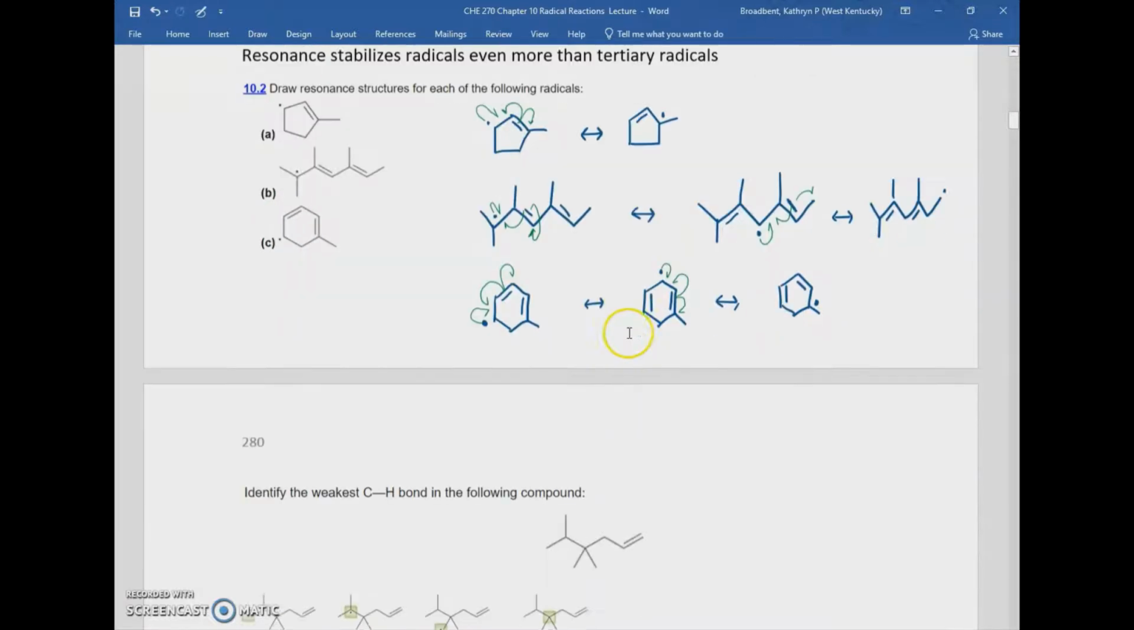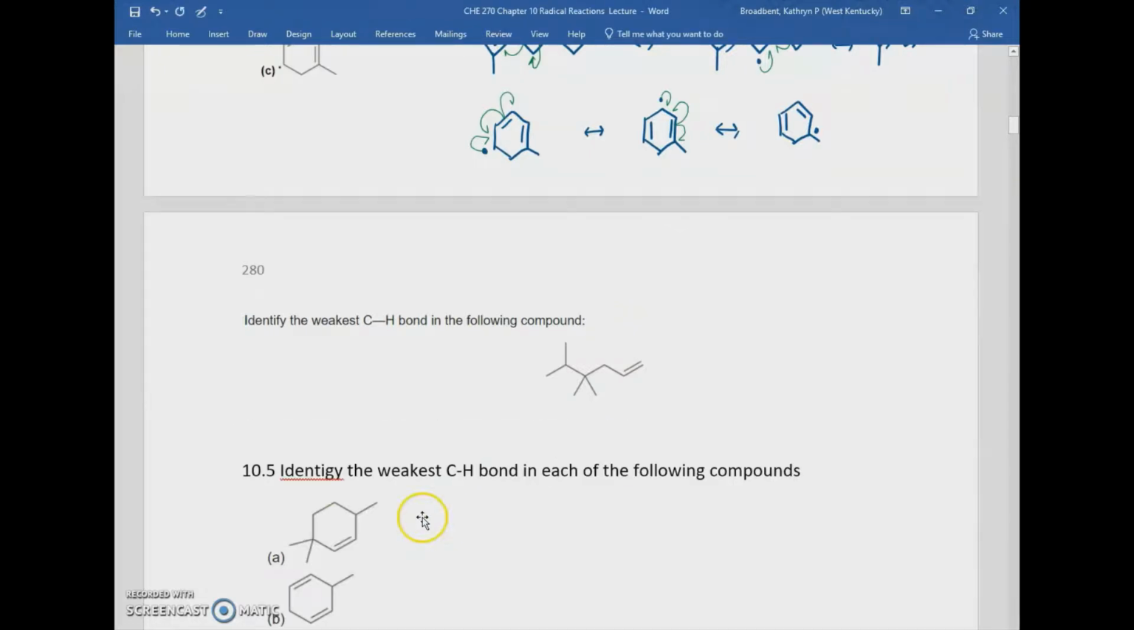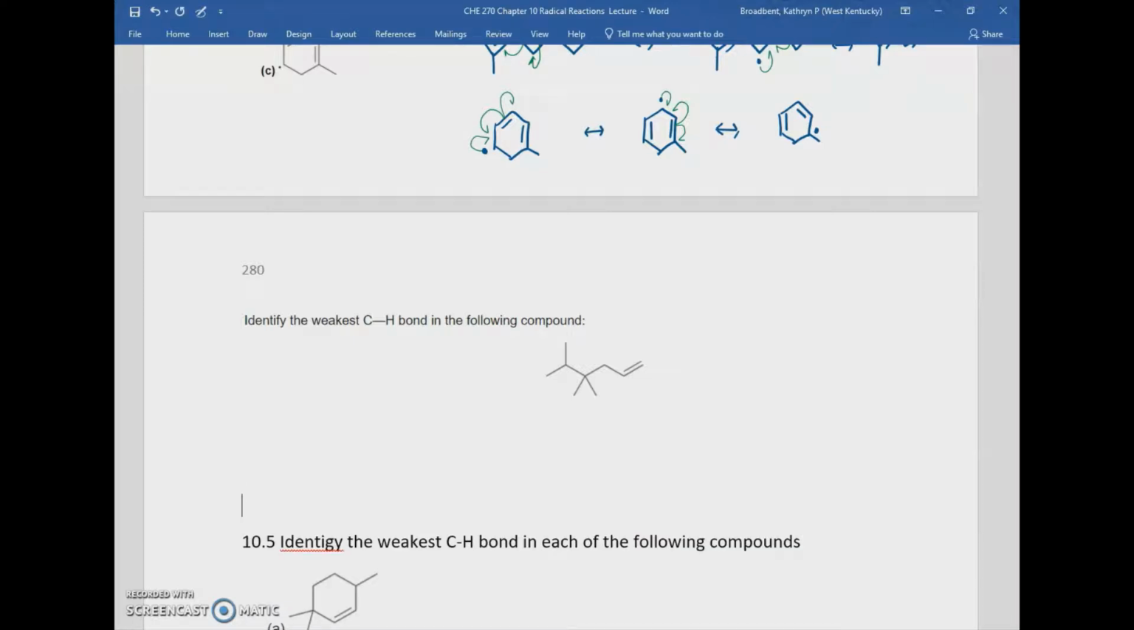One of the important skills in this is going to be identifying the weakest bond. And I just got rid of the answer. I want you to see that. Don't look. So we're looking for the weakest bond. We're going to want to consider all the possible radicals that could be created by homolytic cleavage. So everywhere that there's a hydrogen, we could take that hydrogen off and make a radical.